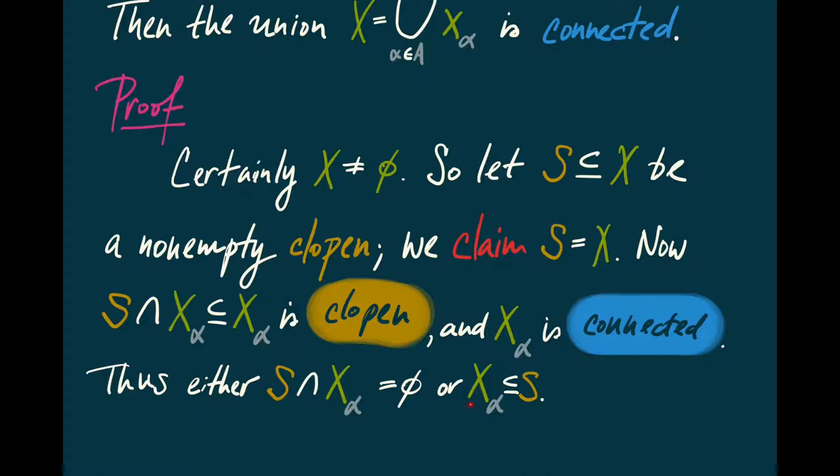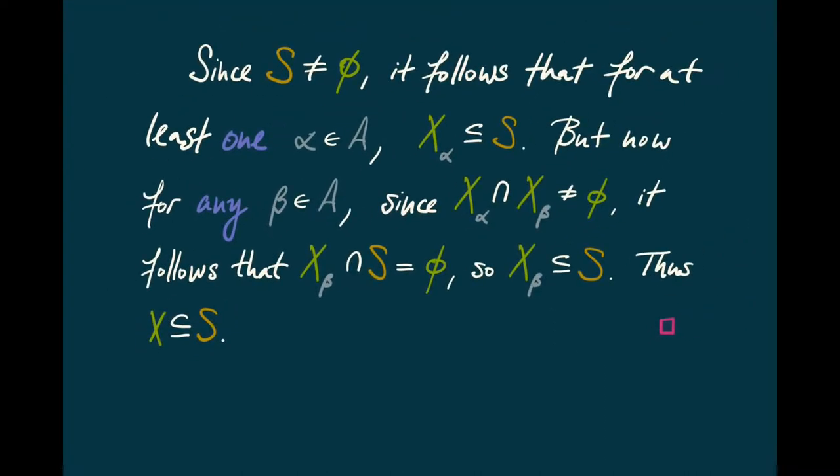If it's X alpha itself, that means that X alpha is a subset of this S. Now this S has been assumed to be non-empty. That implies that for at least one of the alphas, X alpha must be contained in our S. But on the other hand, we know that any of the X betas must intersect our X alpha. That means that any of our X betas must intersect our S. And so since X beta is also connected, it follows that X beta must be contained in S. Consequently, we discover that all of the X alphas are contained in S, so X itself, which is the union of all of them, is contained in S.